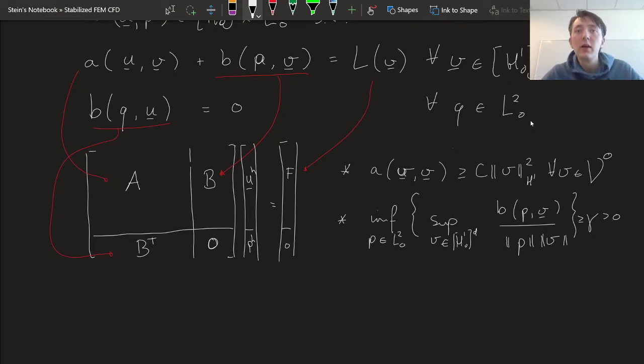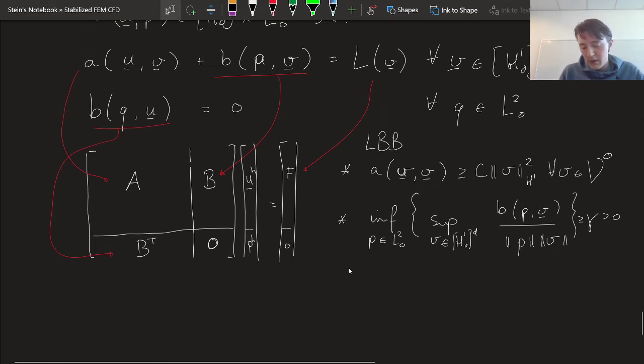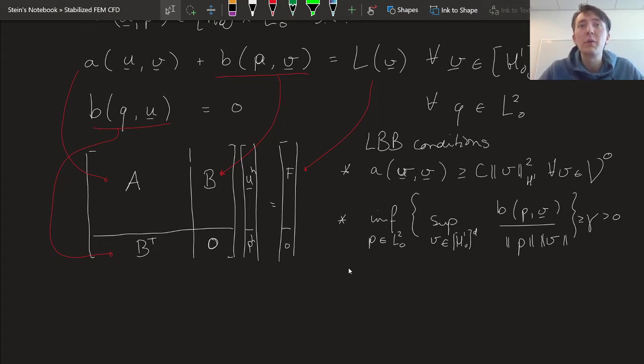I don't want to write too many details here. So these are the LBB conditions, the Ladyzhenskaya-Babuska-Brezzi conditions. And again, let me reiterate this one more time. These are the inf-sup conditions for the special case of a saddle point problem.